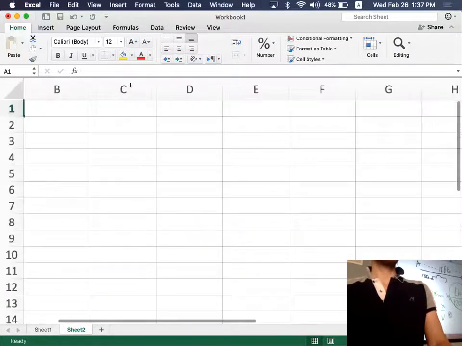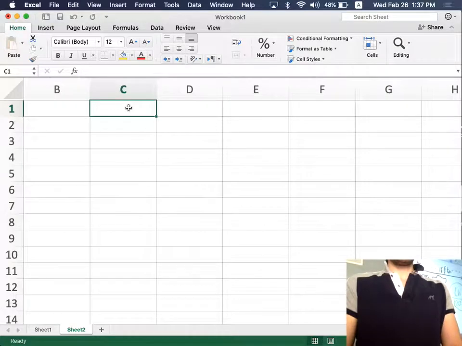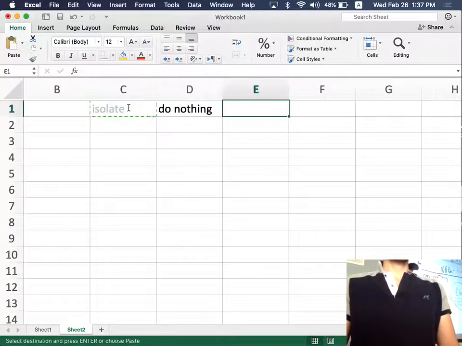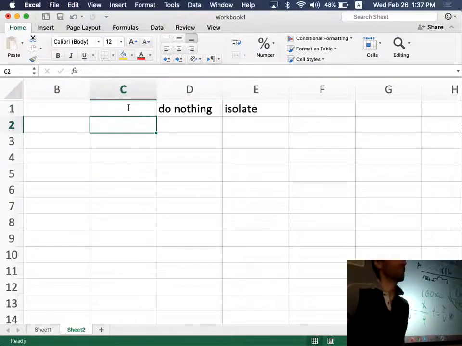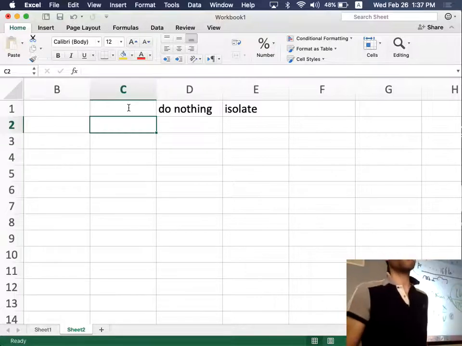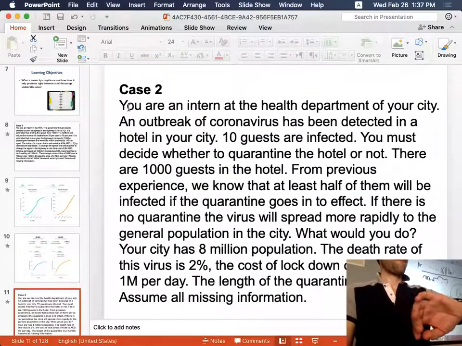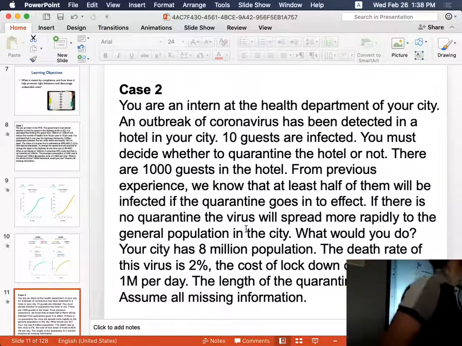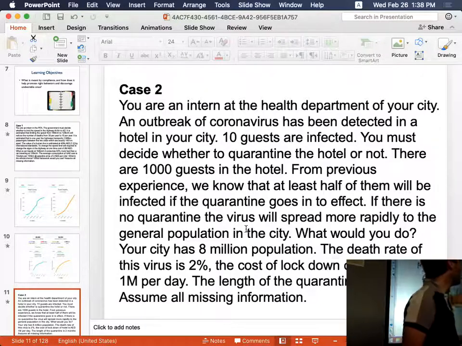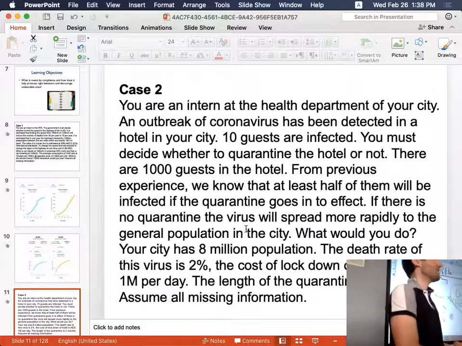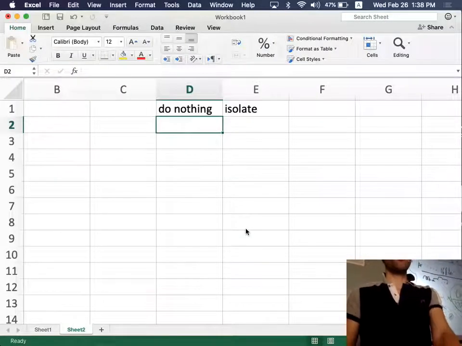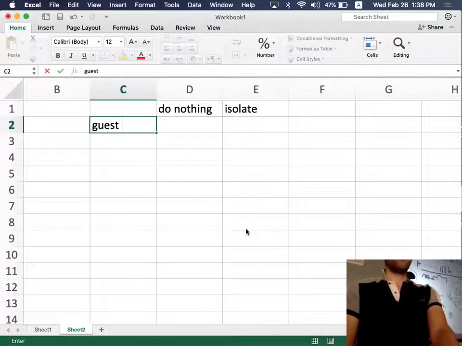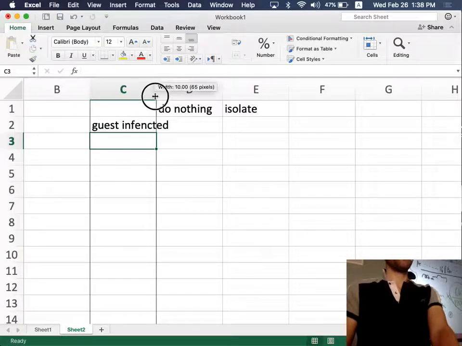So we have quarantine, which means isolate, yeah? So 500. Isolate or do nothing. Which are the costs here? If we do nothing, what will happen? First we have 1,000 guests, so they may get infected. We know that 500 will get infected, right? So do nothing is not isolated. 500 guests infected. Let's do it like that.